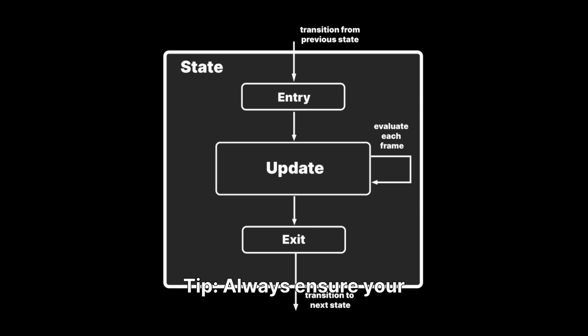Tip: always ensure your ChangeState method handles null checks for the current state to prevent errors when transitioning from an initial null state. This small but crucial detail can save you from frustrating runtime exceptions, especially at the start of your game or when resetting states.